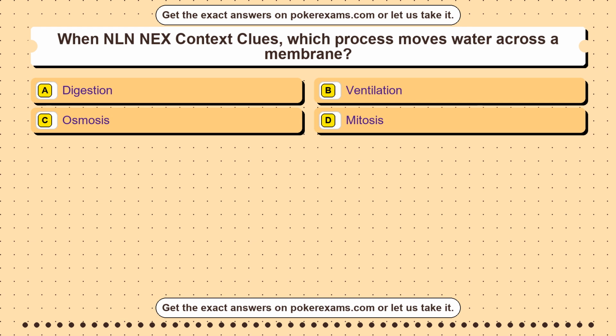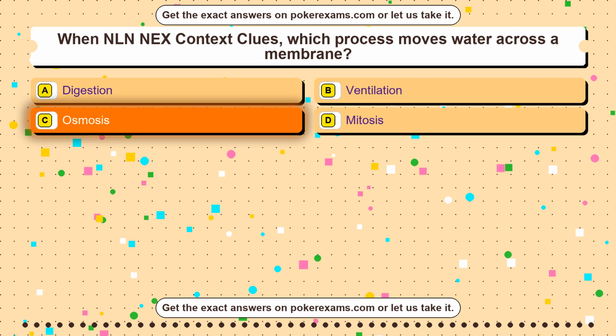Question 19. When NLN NEX Context Clues, which process moves water across a membrane? Option A digestion. Option B ventilation. Option C osmosis. Option D mitosis. The correct answer is option C.